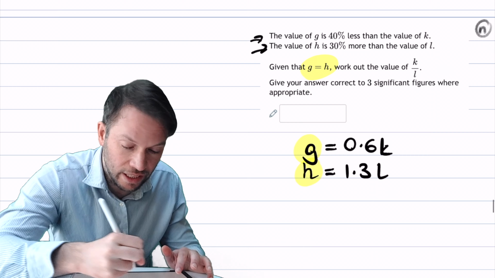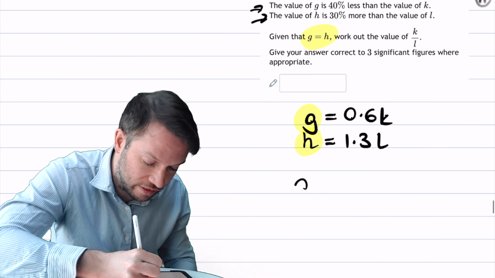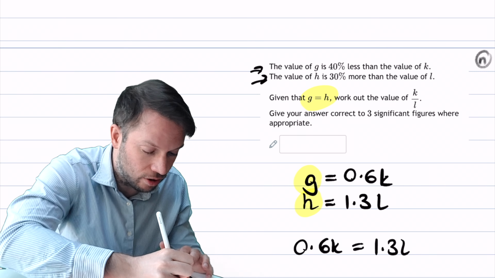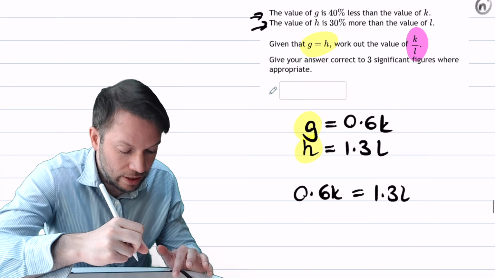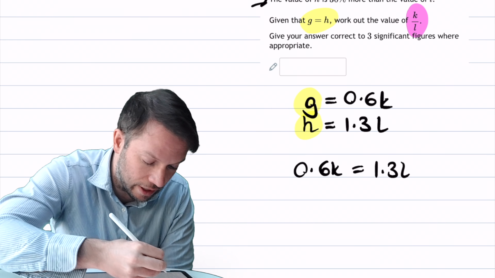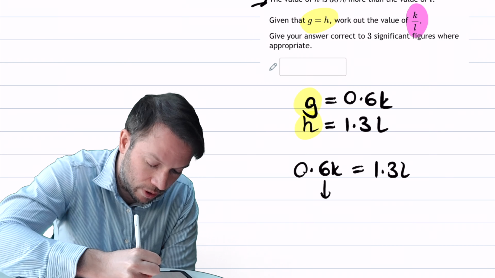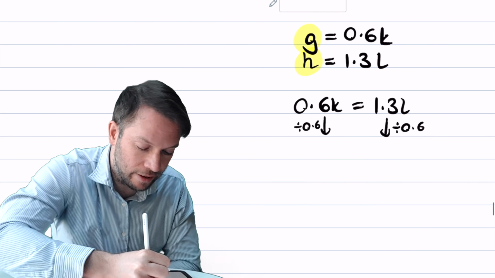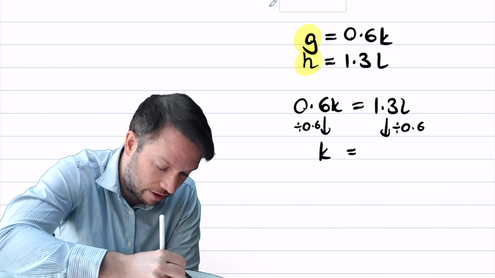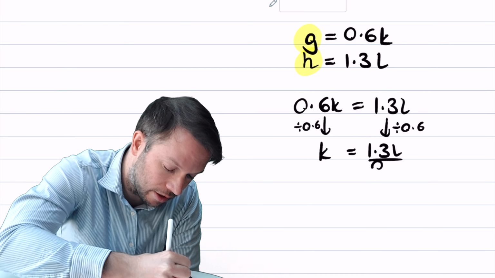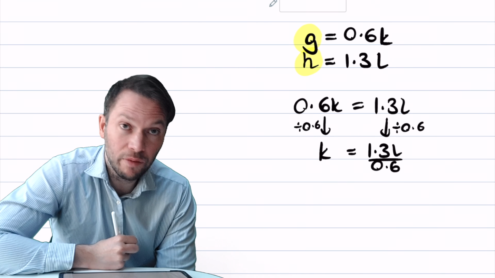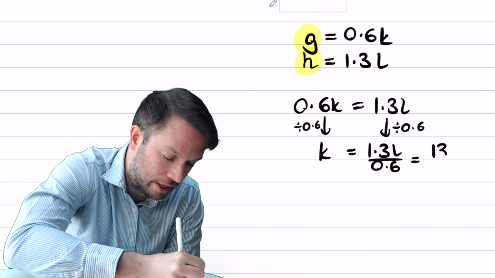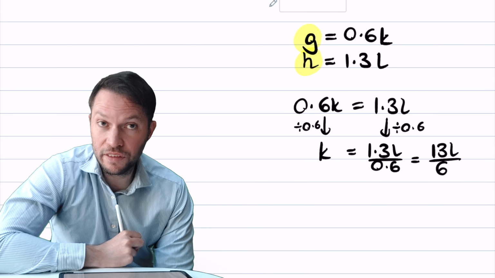So now we've turned these two statements into equations, and we're told that G is equal to H. So we can say that 0.6K is equal to 1.3L. And we're asked the value of K over L. Now let's work out an expression for K in terms of L. If we divide both sides of the equation by 0.6, we're just going to get K on the left-hand side, and on the right-hand side we're going to have 1.3L divided by 0.6. Now if we times top and bottom of that fraction by 10, we just tidy up a bit, we're going to get 13L over 6. So that's K in terms of L.